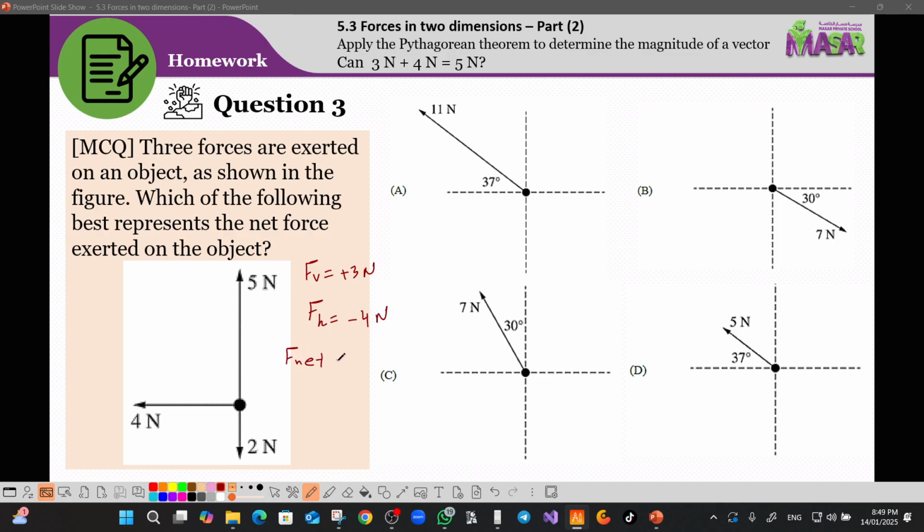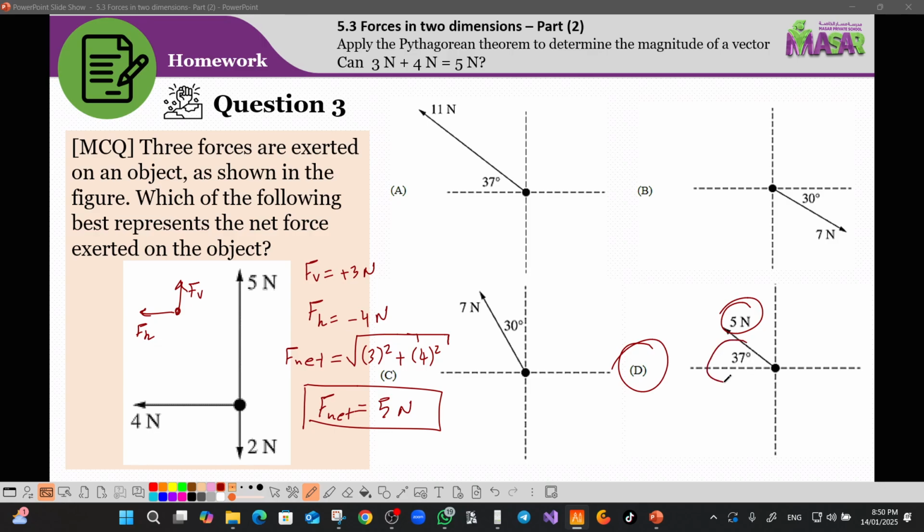Now, these are special numbers, 3 and 4. Whenever you apply the Pythagorean sum for the 3 and 4, because you are going to add them together, these two forces will give you directly 5 Newton. You can double check using the calculator. So which one of these represents a magnitude of 5? So D is correct. No need to calculate the tangent to find the angle because none of the other choices has a magnitude of 5.